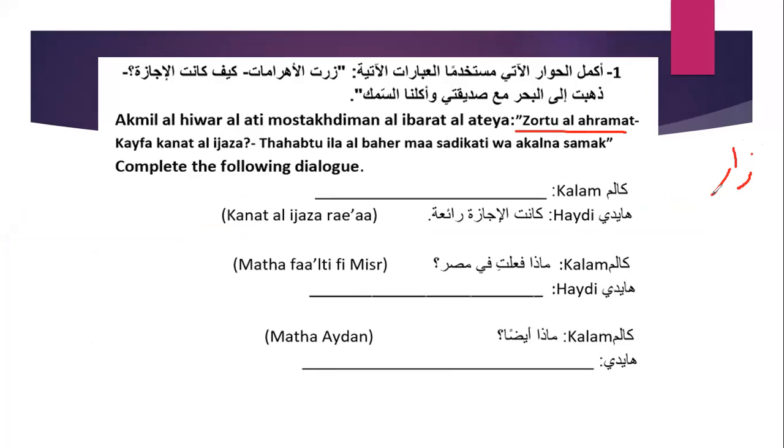So we remember last week we took the verb azur, which is in the present tense. But in the past tense, visit or visited means zara. Now if talking about myself, it becomes zurtu. Zurtu al-ahramat, the pyramids. Here we have the pyramids.